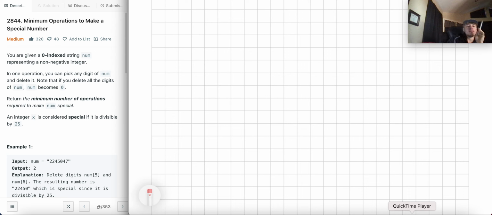2844, Minimum Operations to Make a Special Number. This is certainly a cool problem.